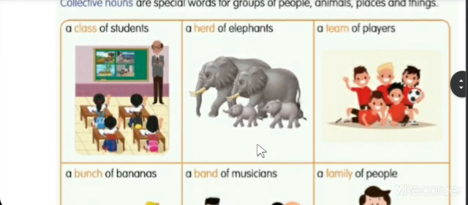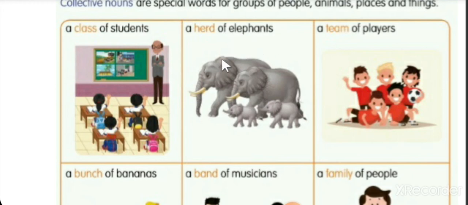Collective nouns, like a class of students. Whenever we are sitting in a class, everybody calls us a class. Many students are there who are learning something and the teacher is teaching. When there is a group of students, we call it a class.